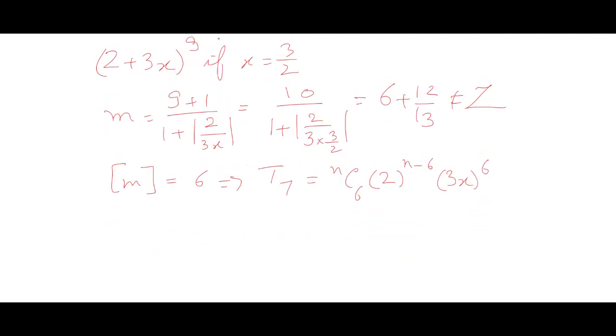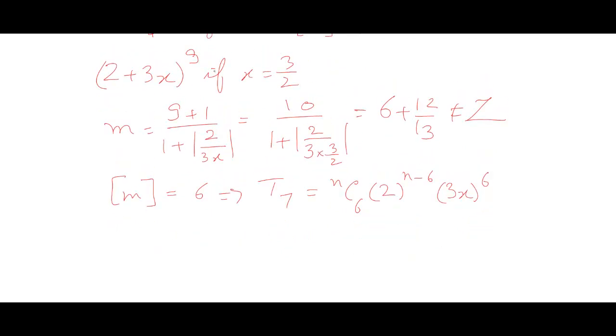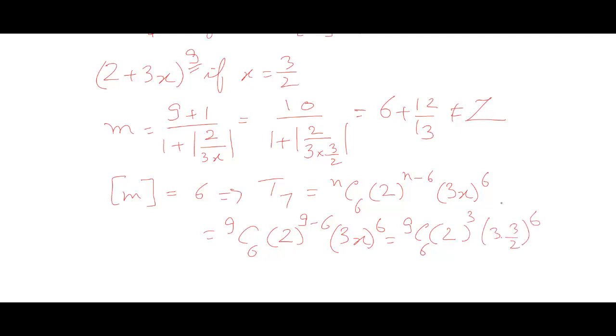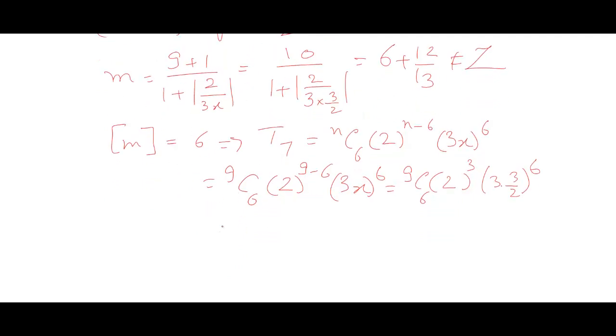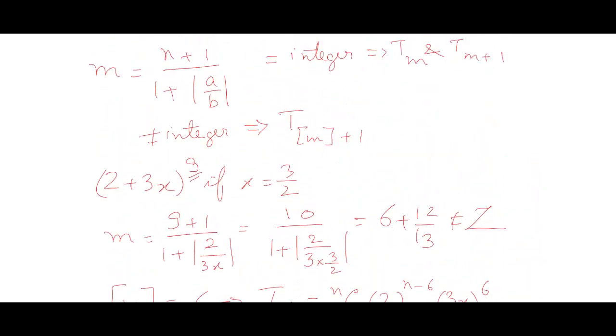Replacing the value of n, which in this case is 9, we get 9C6 (2)^(9-6) (3x)^6. Now replacing the value of x, we get 9C6 (2)^3 (3 × 3/2)^6. Simplifying this, we get the value to be equal to 21/2 × 3^12.